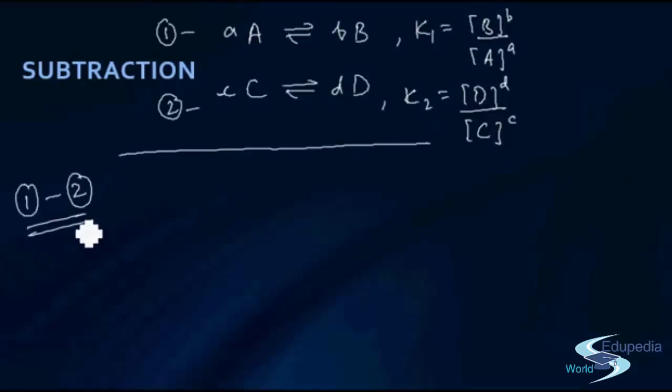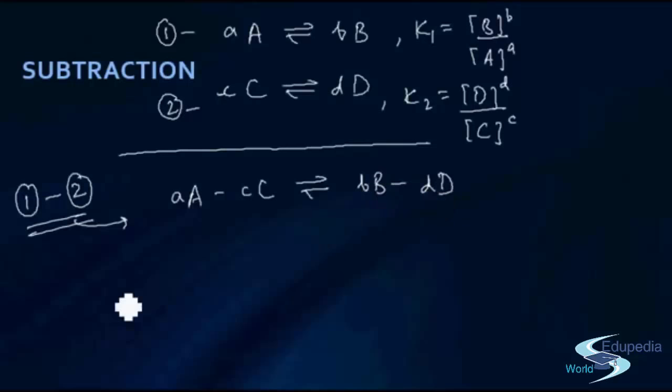1 minus 2 will give me A minus C with its stoichiometric coefficient and B minus D. But this is not your resultant equation. You haven't yet obtained the resultant chemical reaction, because chemical reactions don't have negative signs in them, right? They have only positive signs. So how can I bring positive over here instead of negative?